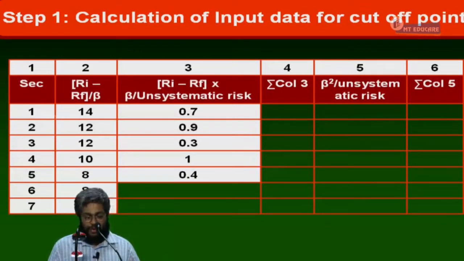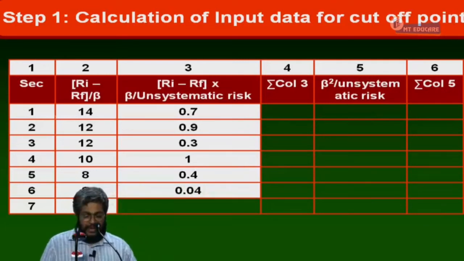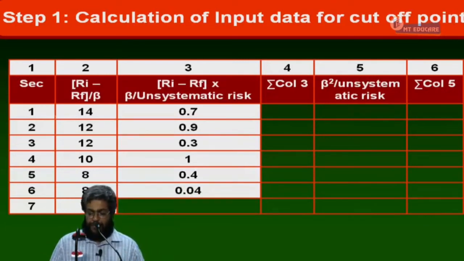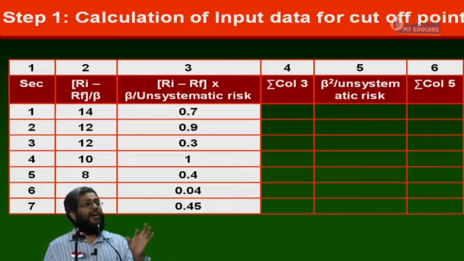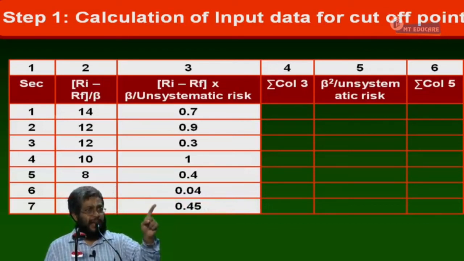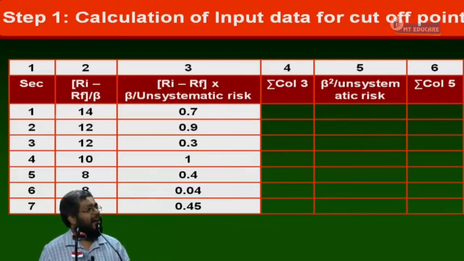Next is what? 4 into 0.5 divided by 50. You change the number or not? What is the number going to be? 0.04. 9 into 1.5 divided by 30 gives you 0.45. This is column 3. What is the column 3 heading? Tell me. Ri minus Rf into beta divided by unsystematic risk. By heart or not?